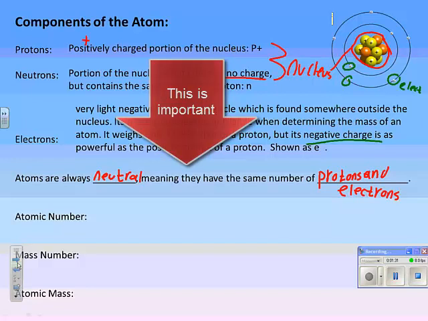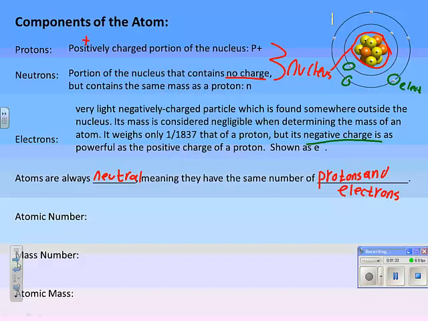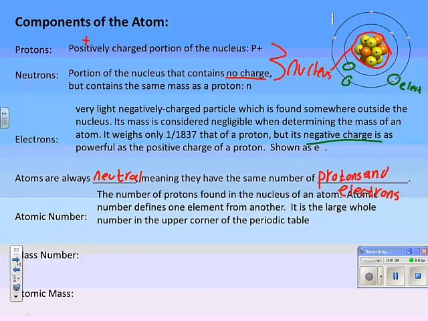You know, these last three are all very similar, but completely different at the same time. So the atomic number is simply the number of protons found in the nucleus of the atom. And then the next statement is very profound as well. It defines one element from another.